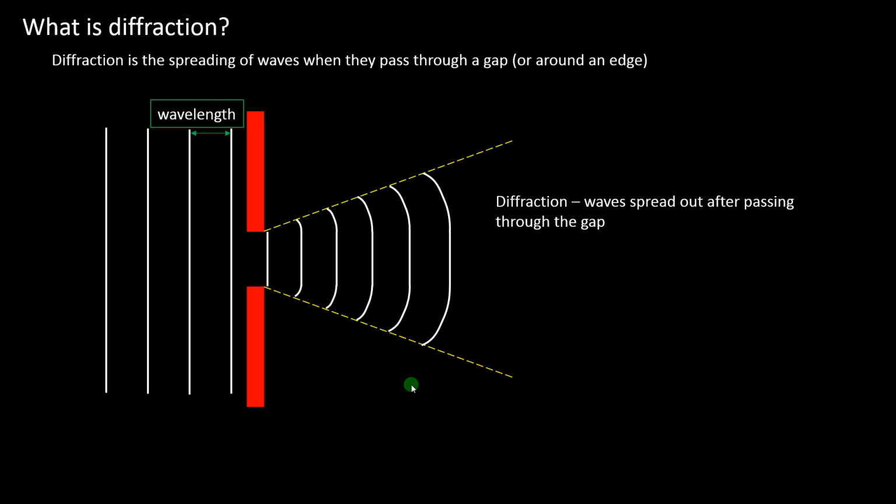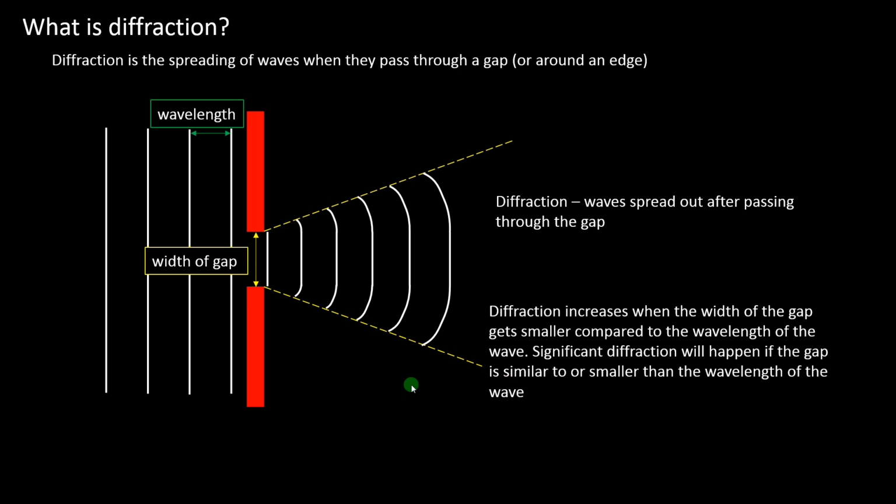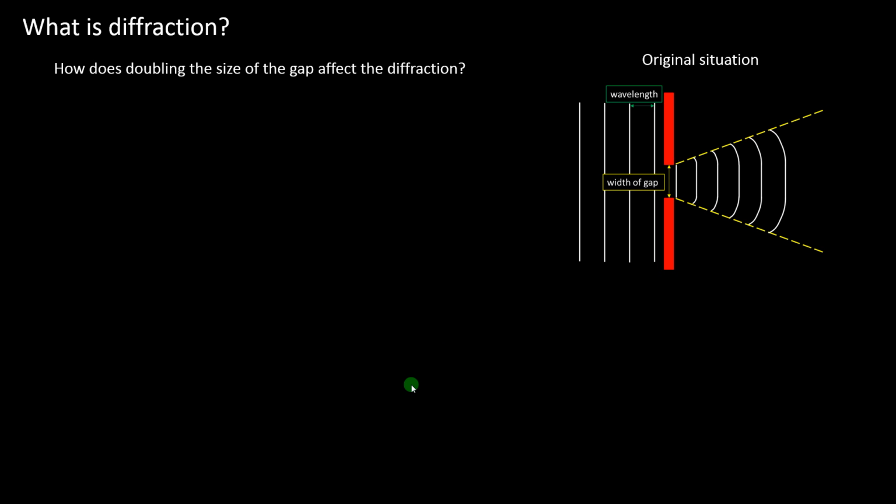And the critical thing really is the wavelength of the wave, which remember is the distance between the two wavefronts there, compared to the width of the gap. The idea is that we only really get diffraction when the wavelength is similar in size to the width of the gap. If we have a gap that's much larger than the wavelength, then we won't really get very much diffraction at all. So let's have a look at how that works in practice.